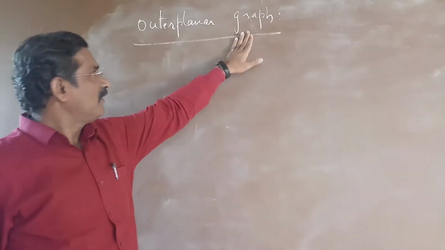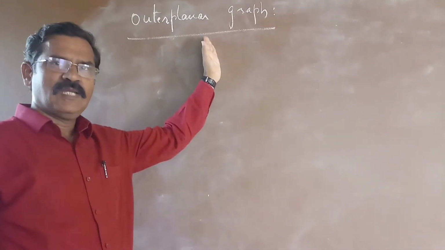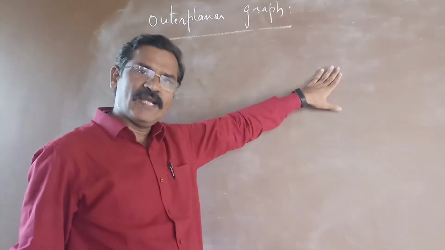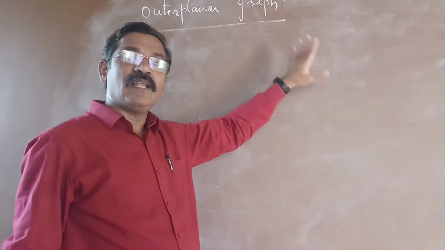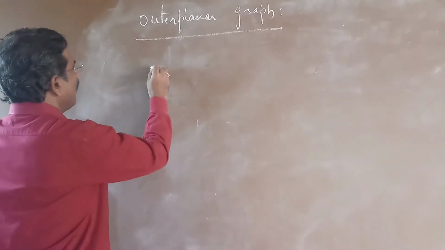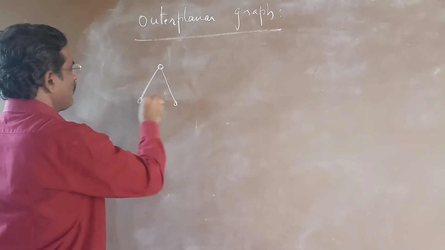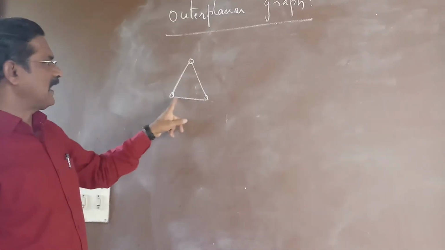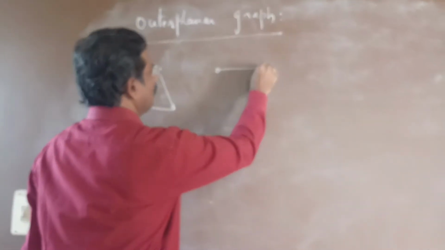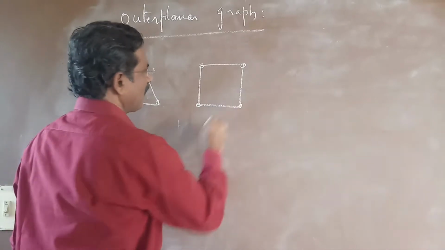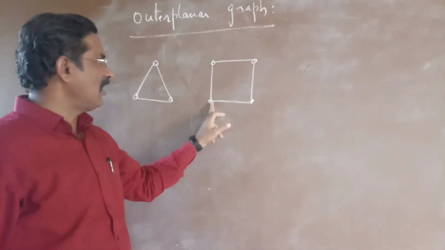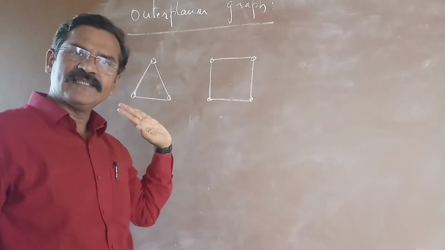An outer planar graph is also a planar graph which is embedded on the plane so that every vertex of G lies on the boundary of the exterior region. For example, I will consider this as an example. See, every vertex is lying on the boundary of the exterior region. Another example, this is an outer planar graph because it is a planar graph in which every vertex is lying on the boundary of the exterior region.